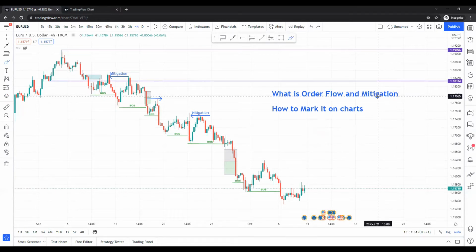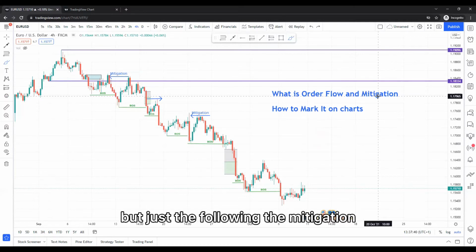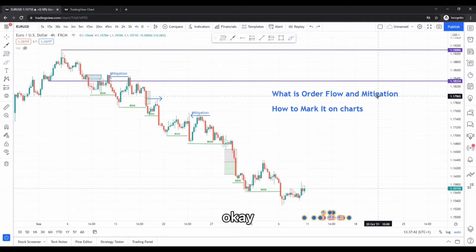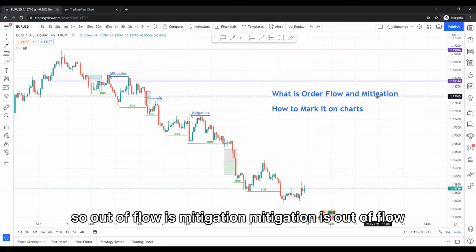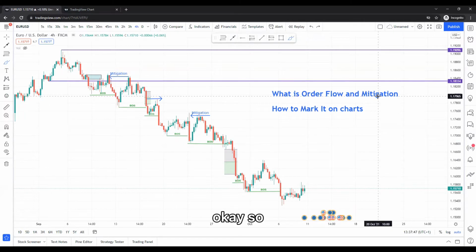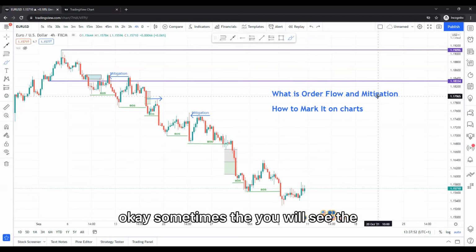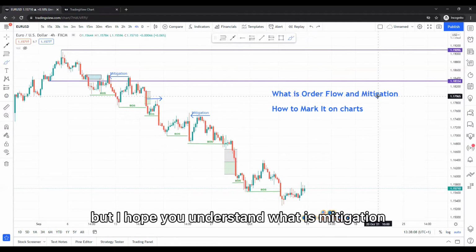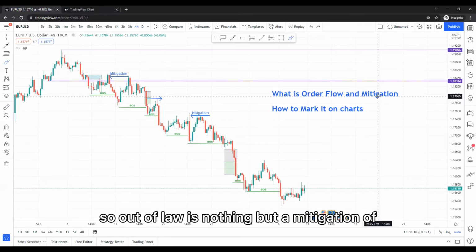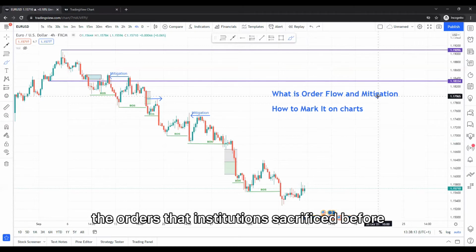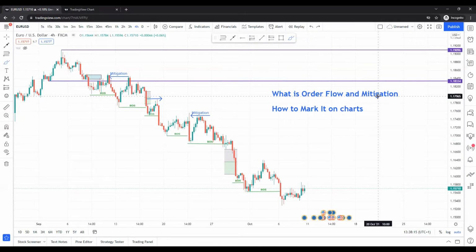Order flow is nothing but following the mitigations. Order flow and mitigation are one and the same thing. It's different from a break of structure. Sometimes you will see structures breaking, but mitigation is not being followed. I will talk about that. I hope you understand what mitigation is. Order flow is nothing but the mitigation of the orders that institutions sacrificed before.